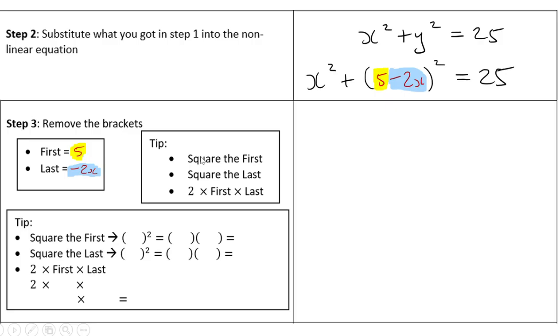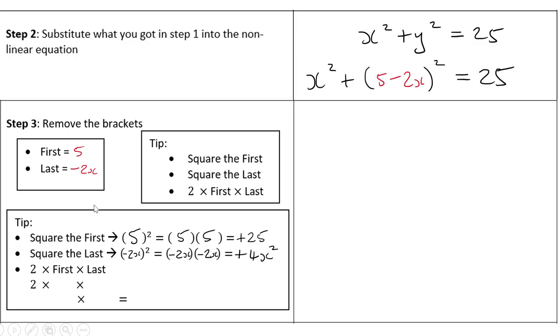So now we just remember this rule. We square the first. So that's 5 squared. 5 by 5 is 25. We square the last. The last is minus 2x. Be careful here. That's minus 2x by minus 2x. Minus by minus is plus. 2 by 2 is 4. And x by x is x squared.